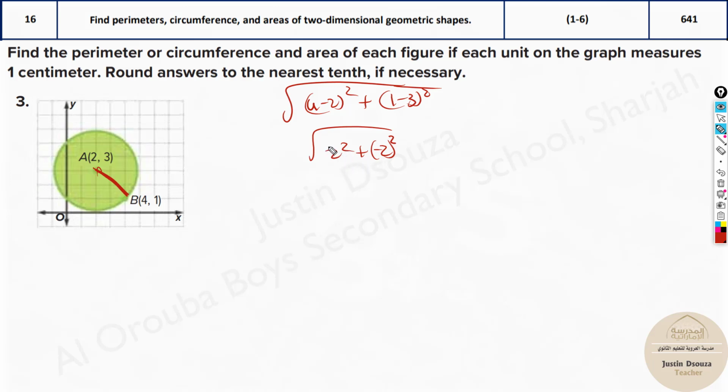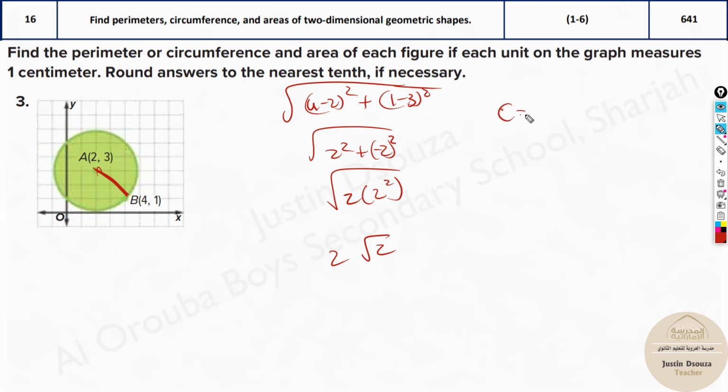Here now, instead of squaring and getting 4 plus 4, root 8, we can also consider this to be the square root of 2 times 2 squared. So over here the square and square root cancel. You can take this 2 out. 2 root 2 would be the answer. That is the radius. What is the circumference?